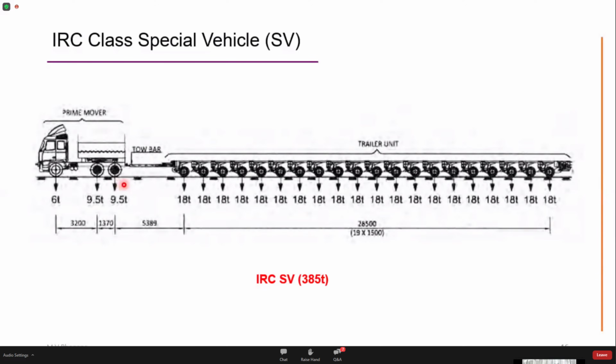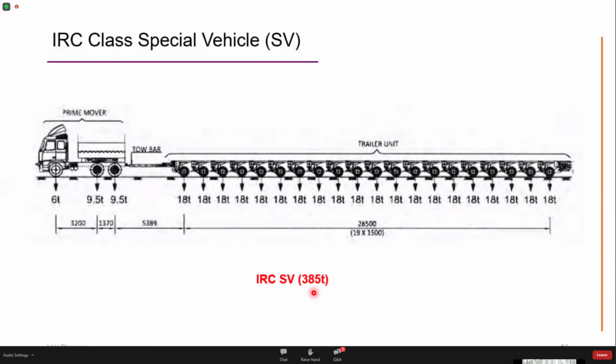So here we see we have a prime mover and we have a trailer unit. This trailer unit consists of 20 axles transmitting a load of 18 ton each. Nowadays we see a heavy movement of very large and very heavy equipment on the roads. To cater to the demand of such vehicles, this new class of vehicle loading has been introduced by IRC. Now the total weight of this vehicle is 385 tons.